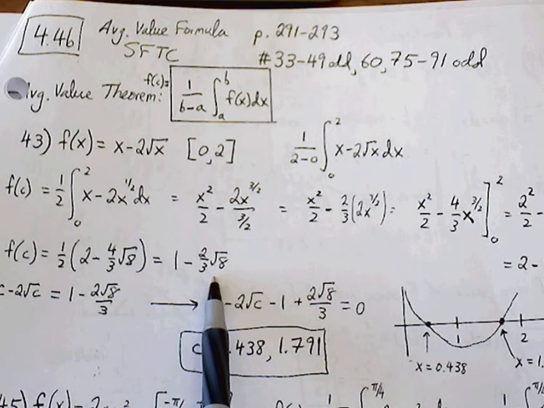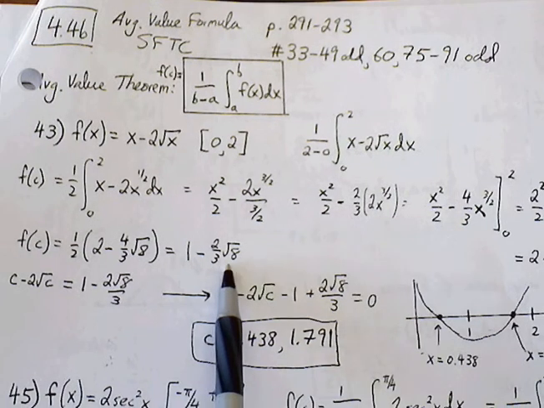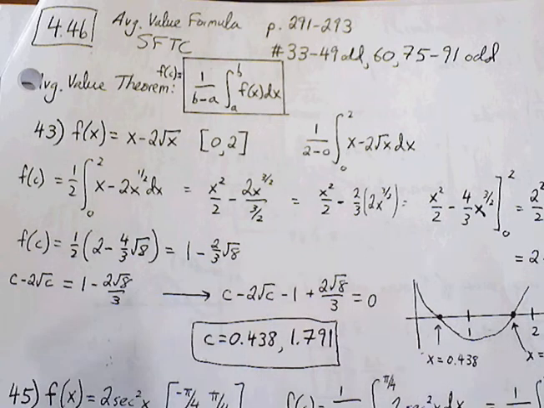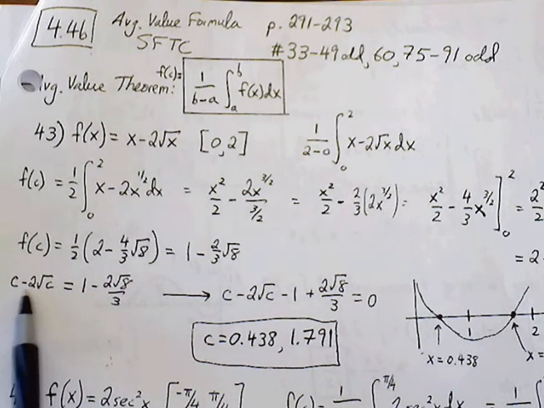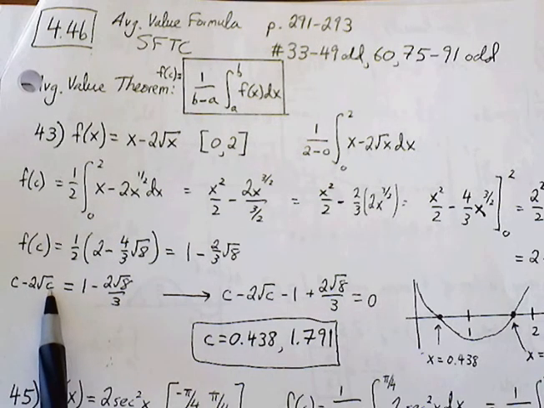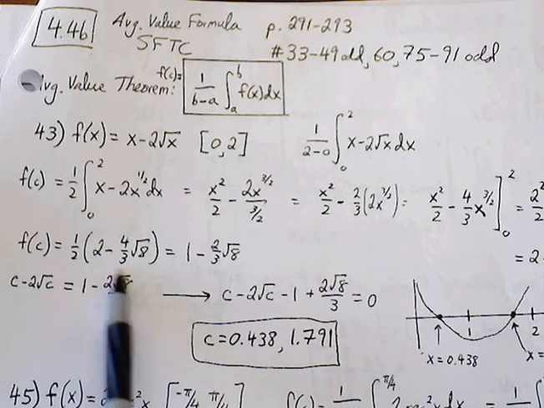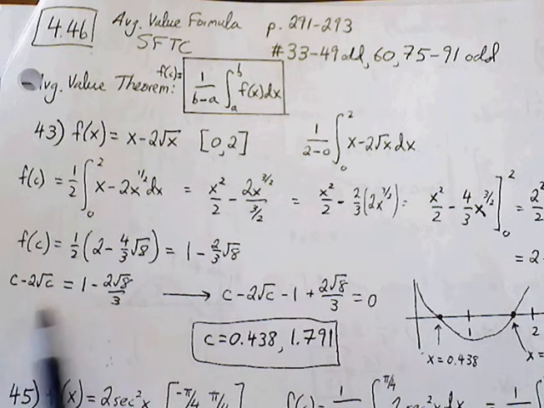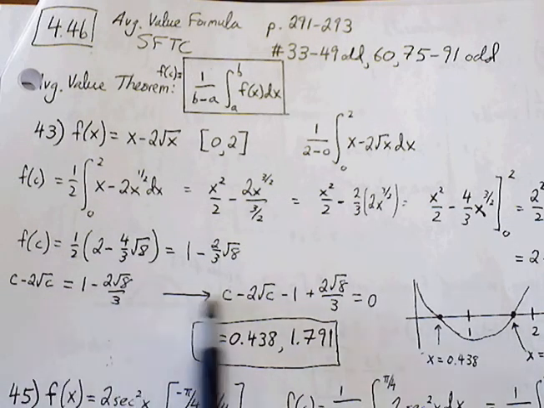Okay, so now the next step is find the location, the x value, where the graph is going to hit this average height. So we can set the original function, c minus 2 root c, since we're solving for c, equal to the average height that we're looking for, 1 minus 2 root 8 over 3. And then we just go through and try to solve. So c minus 2 root c minus 1 plus 2 root 8 over 3.